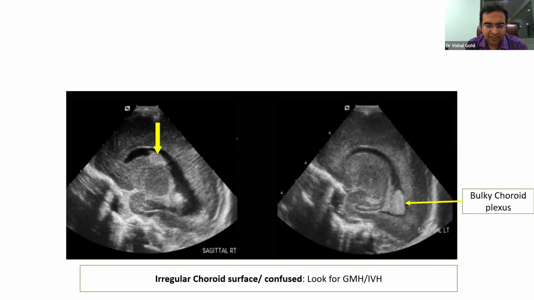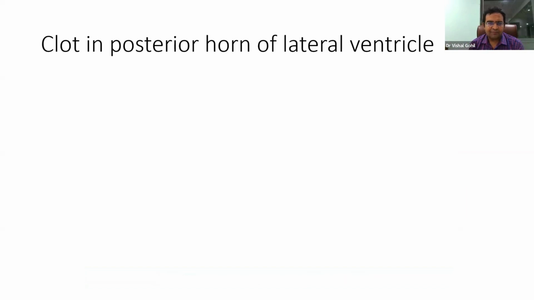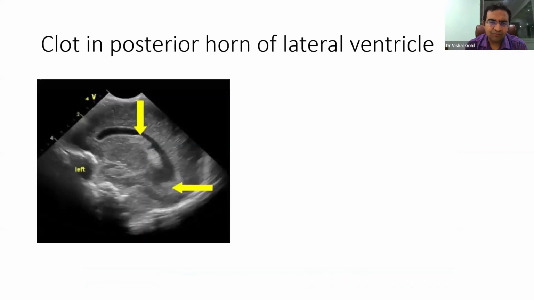So if you see the irregular choroid plexus with the germinal matrix hemorrhage, and you are confused, look for IVH in other parts of the lateral ventricle. If it is there, that means it is a part of the IVH. If it is not there, that is your bulky choroid plexus. Sometimes what happens is that a clot might separate from your main clot. Over here you can see this is a clot, this is your choroid plexus, and it is separated from the main bleed, and it settles in the posterior or occipital horn of the lateral ventricle.